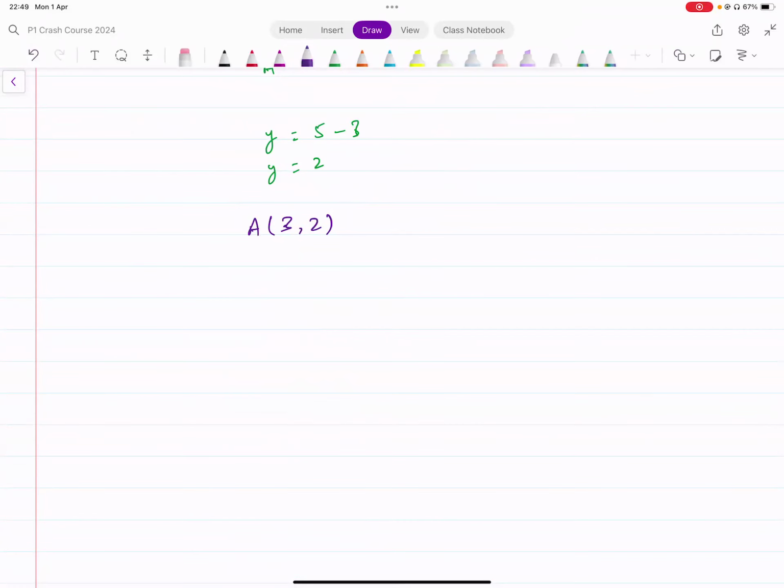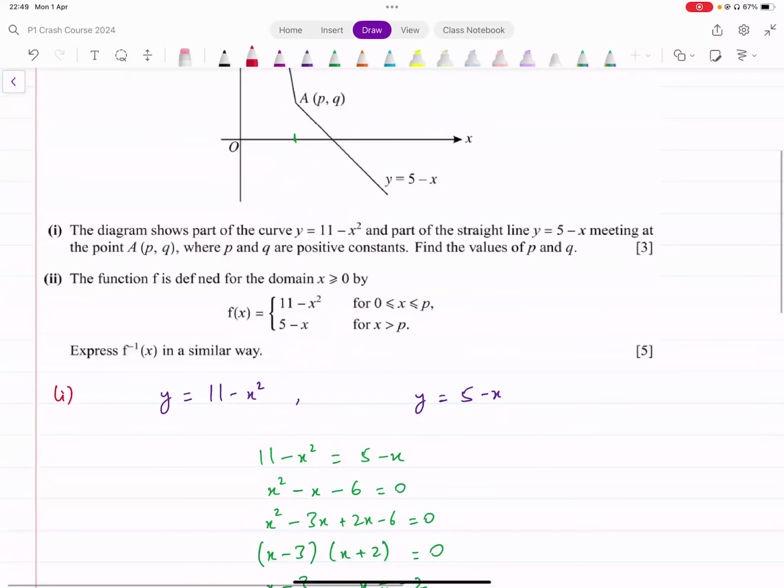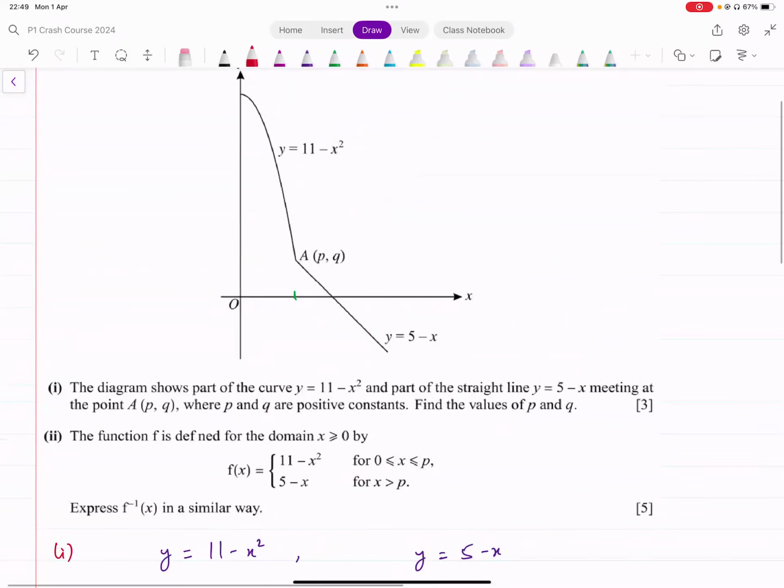Let's compare with what they have given. They have given us that the point A is (p, q). So that means the value of p is supposed to be 3 and the value of q is supposed to be 2. You should write down these values like this. Okay, so that's the first part, pretty straightforward. You just solved these equations simultaneously and you got the values of p and q. Let's look at the second part of this question.